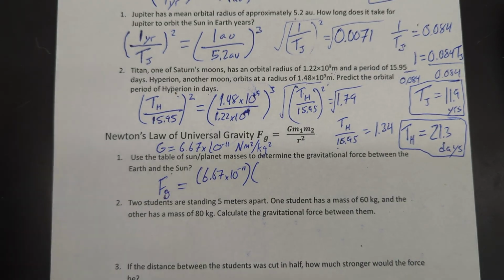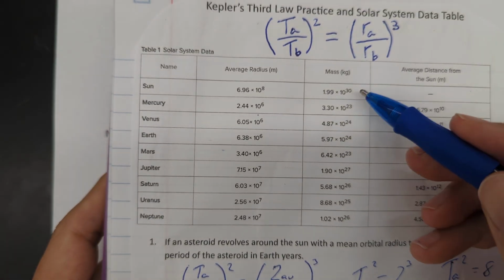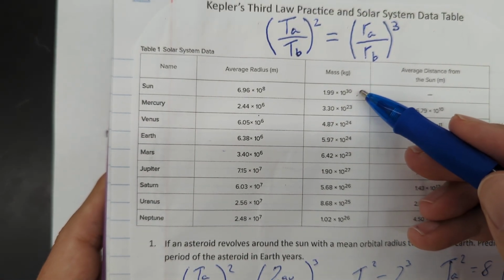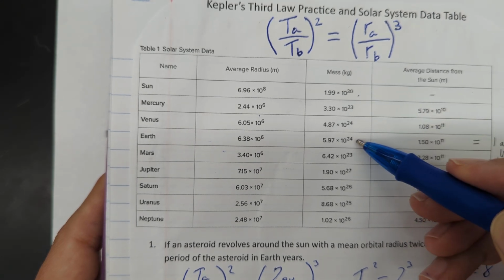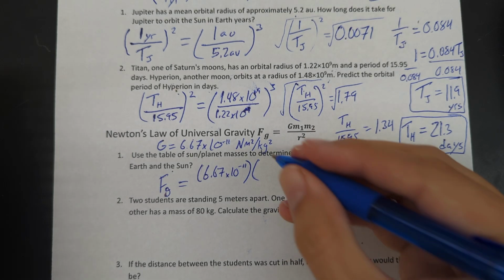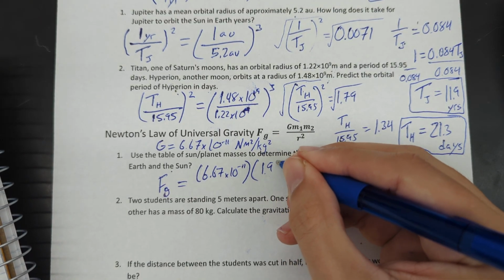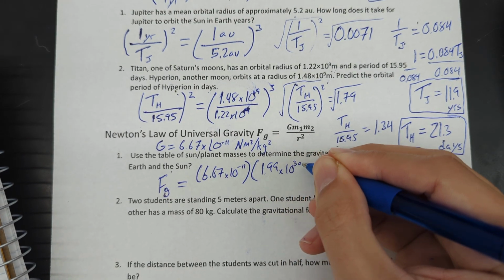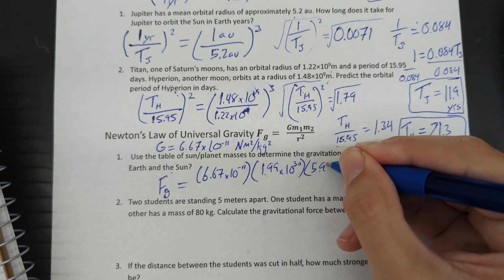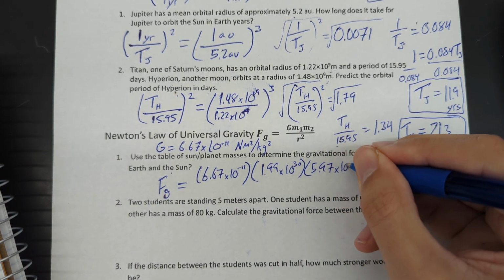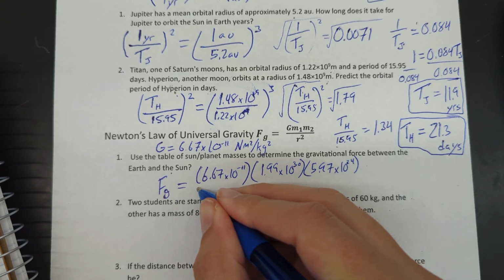So I got to get the mass of both of those. On this table, the mass of the Sun, and it doesn't matter what order you plug these in, there's the mass of your Sun, 1.99 times 10 to the 30. Here's Earth, 5.97 times 10 to the 24. So 1.99 times 10 to the 30 kilograms, and make sure your units are kilograms, times 5.97 times 10 to the 24 kilograms.